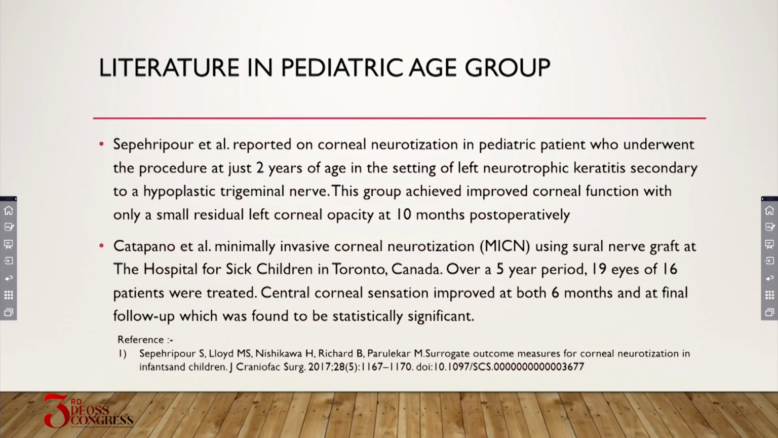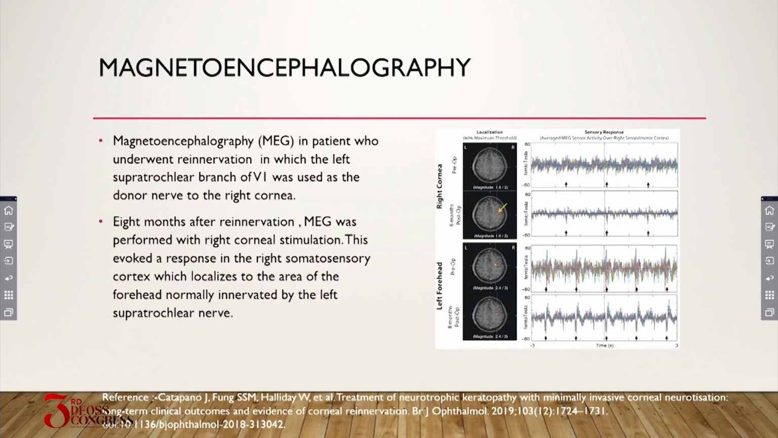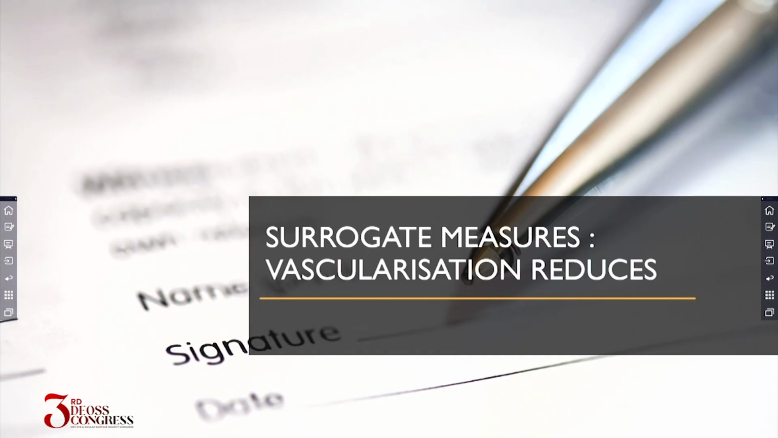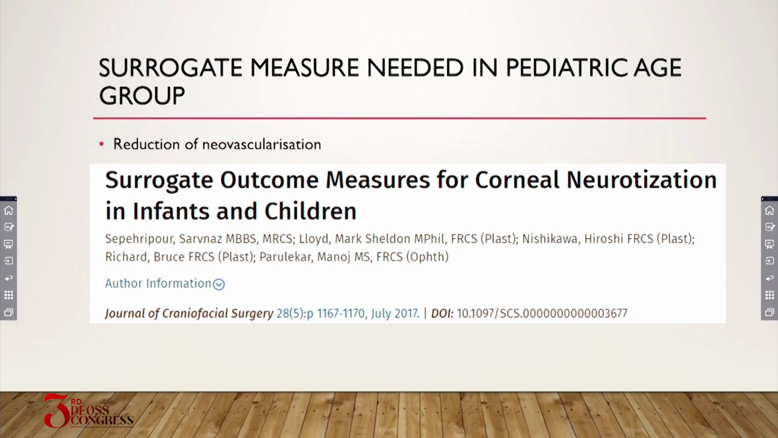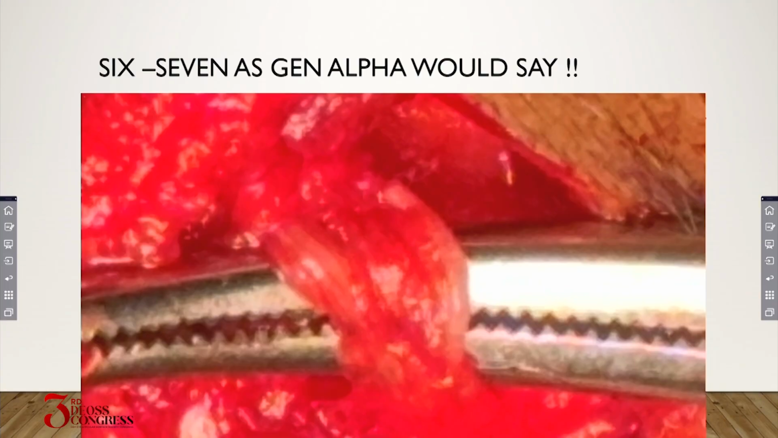Then we look at the pediatric literature, and we sometimes find out that you can find out indirectly with magnetoencephalogram or SSEPs. You can see whether the MRI is showing any signaling after the pain, because the patient may not be able to tell you whether there is pain properly or not. There are surrogate measures. One of the surrogate measures here is vascularization. So when vascularization occurs, the neurization does not occur. When neurization occurs, the vascularization starts reducing. So this is what we did at Sankara. Those are the 6 to 7 nerves that we took out from there.